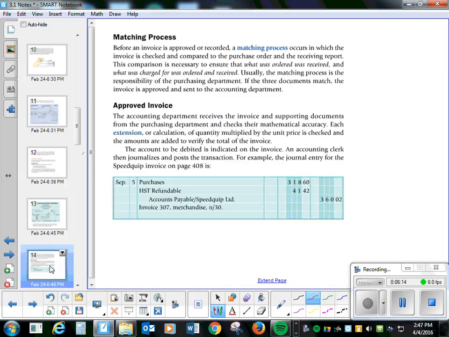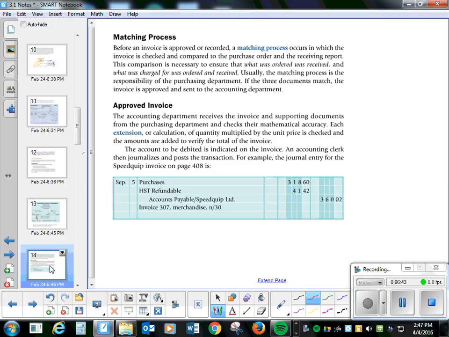Before an invoice is approved or recorded, a matching process occurs in which the invoice is checked and compared to the purchase order and the receiving report. This comparison is necessary to ensure that what was ordered was received. And an approved invoice. The accounting department receives the invoice and supporting documents from the purchasing department and checks their mathematical accuracy. Each extension or calculation of quantity multiplied by the unit price is checked and the amounts are added to verify the total of the invoice.